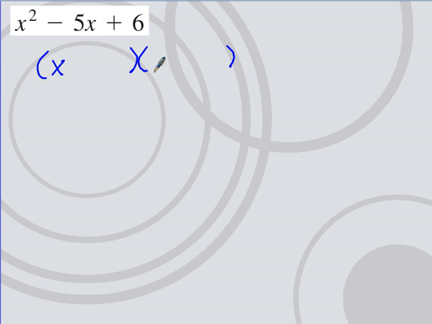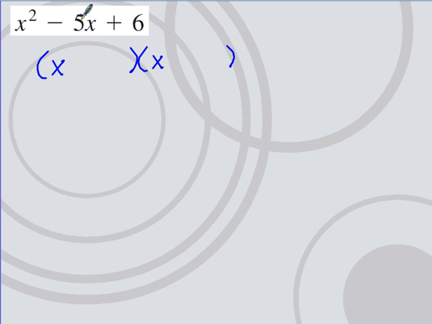Another one. And again, like I said, I don't teach rules. I just use positive negative rules because I've already taught those, or somebody taught y'all somewhere down the road. I need to multiply to give me a positive 6. There's two ways that you can multiply to give you a positive 6. That's either a positive times a positive or a negative times a negative. But you have to add to give you a negative. So obviously, it's going to be two negatives. To multiply to give you a positive and to add to give you a negative, they both must be negative numbers.